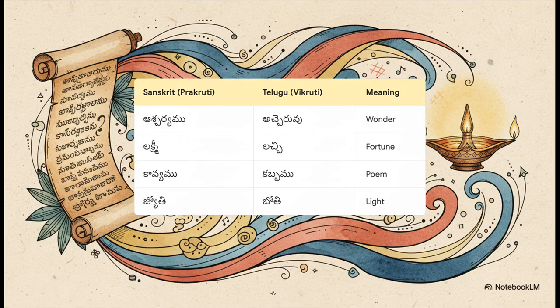Just look at this. The Sanskrit word for wonder, which is pretty complex, softens into this more flowing Telugu word. Or look at how the formal name for the goddess Lakshmi becomes this much more common everyday version. This isn't the language getting it wrong. This is a beautiful, natural process of the language making these words completely its own.